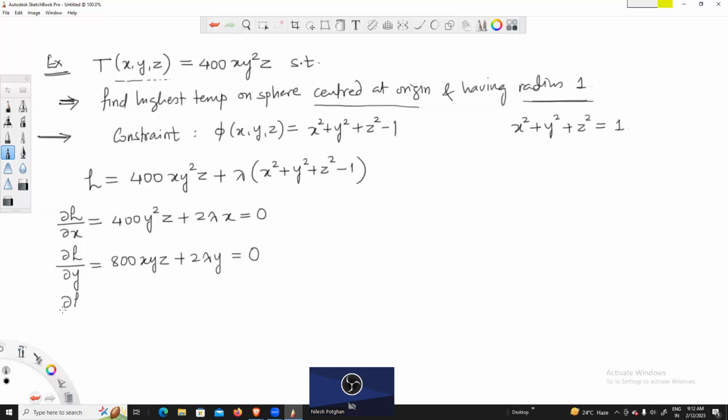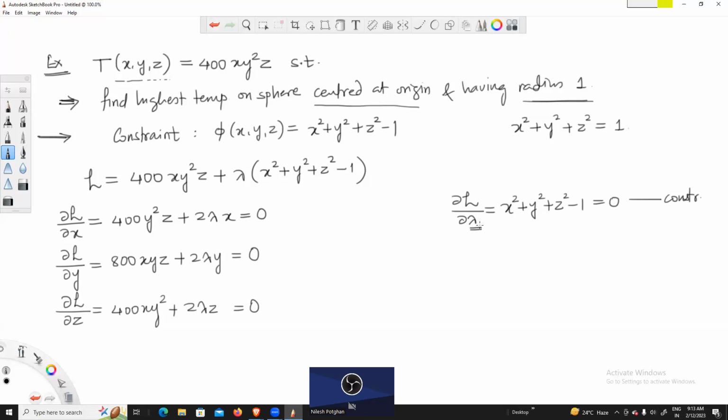The third one, del L over del z, gives me 400 x y square plus 2 lambda z equal to 0. And let me write this here, del L over del lambda. This gives me x square plus y square plus z square minus 1 equal to 0, and this is nothing but my constraint. So if I differentiate with respect to the Lagrange multiplier, I always get the constraint itself. Now I have 4 equations and 4 unknowns: x, y, z and lambda, and I need to solve.